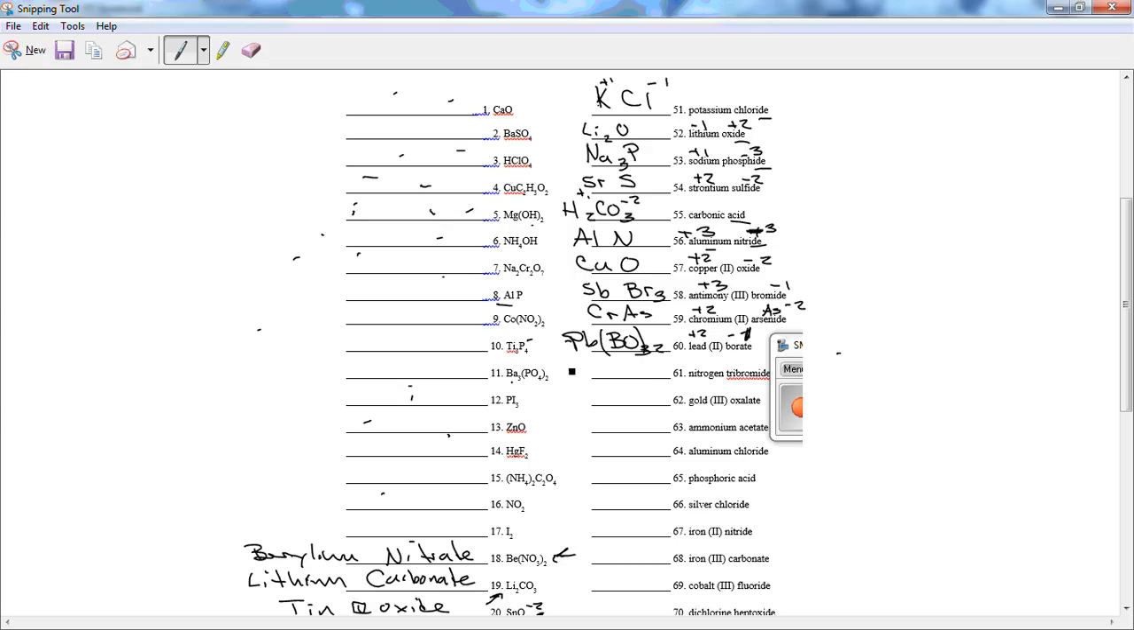Nitrogen tribromide, those are super nice. 1 nitrogen and 3 Brs. I follow these rules if the first one's a nonmetal and it's not ammonium.